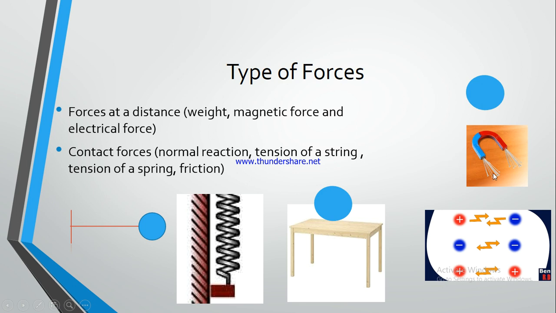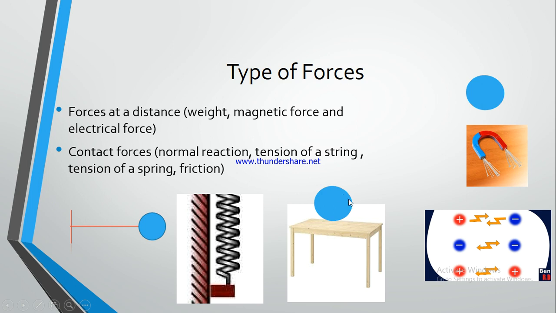When a magnet attracts the iron, this force is at a distance because the magnet and the iron are at a distance. If you have two objects that have charges, they either attract each other if they have charges of different sign, or they may repel each other if they have charges of the same sign.